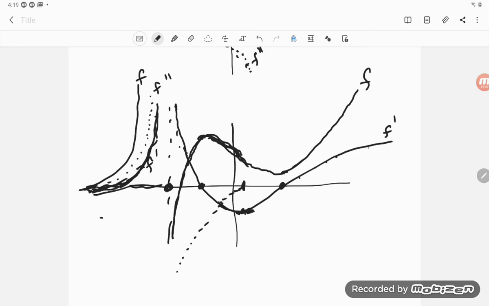And then the slopes of f prime are positive, so f double prime should go positive. And also it's concave up for f. So that would be another indication that this ought to be positive. It's all working out nicely. So there's f double prime.